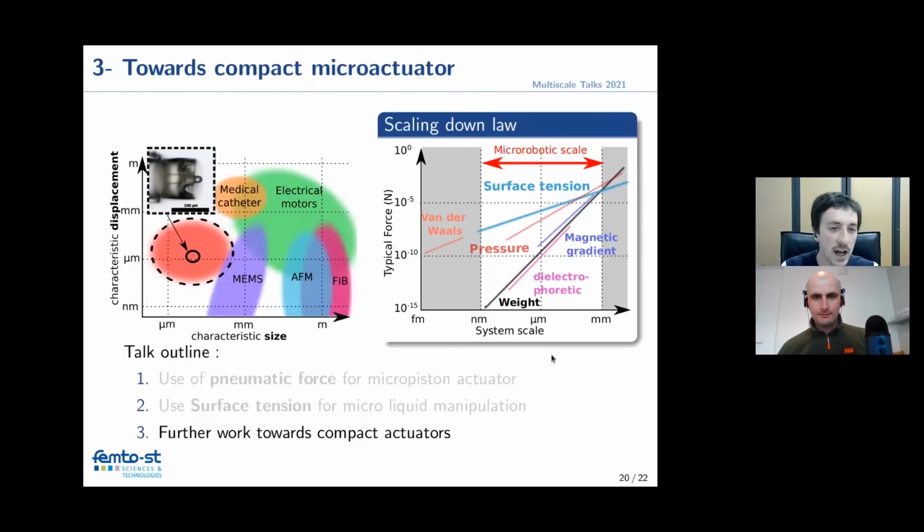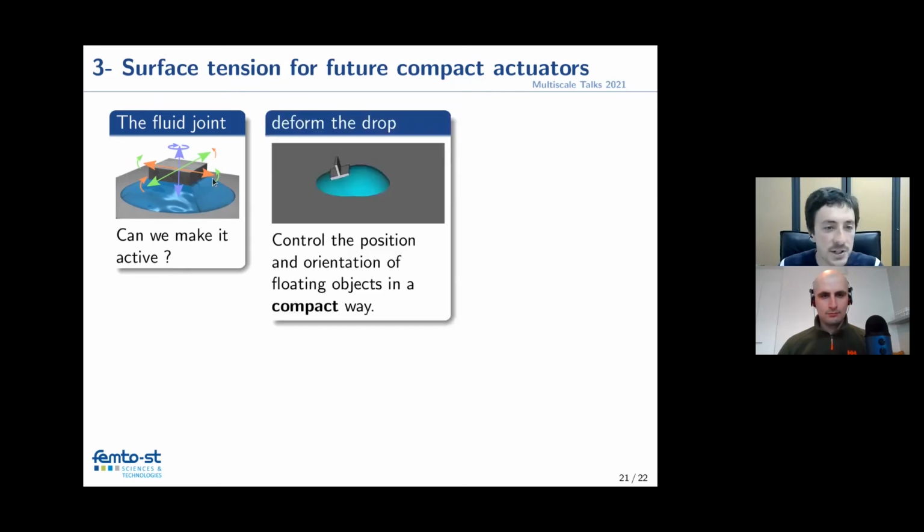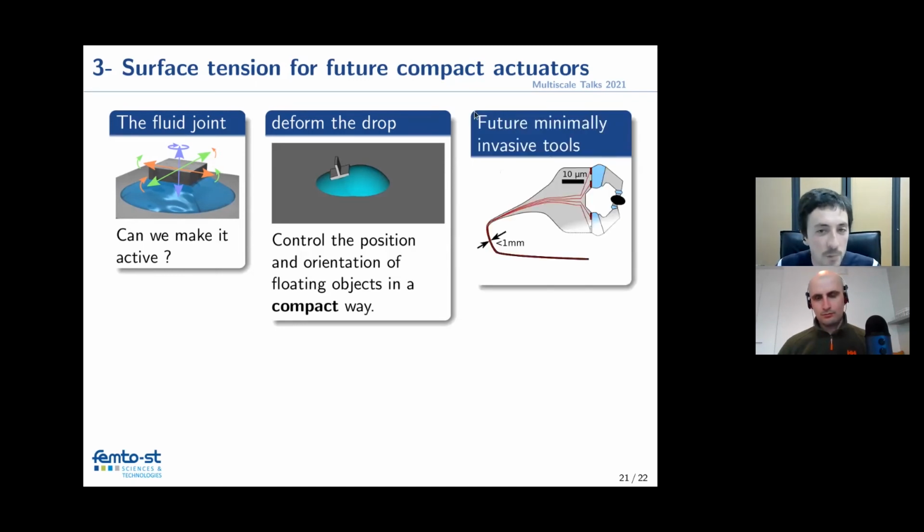Just to finish, I wanted to highlight, as you saw, that surface tension can really be the base of many actuators at small scale. Something a lot of people know about is the fluid joint. If we have an element floating on a small drop, you have a lot of degrees of freedom. So what is interesting is how we can make it active. If we deform the drop, can we control a floating object in 6 degrees of freedom? I hope this could be used to make the future of compact, minimally invasive tools.